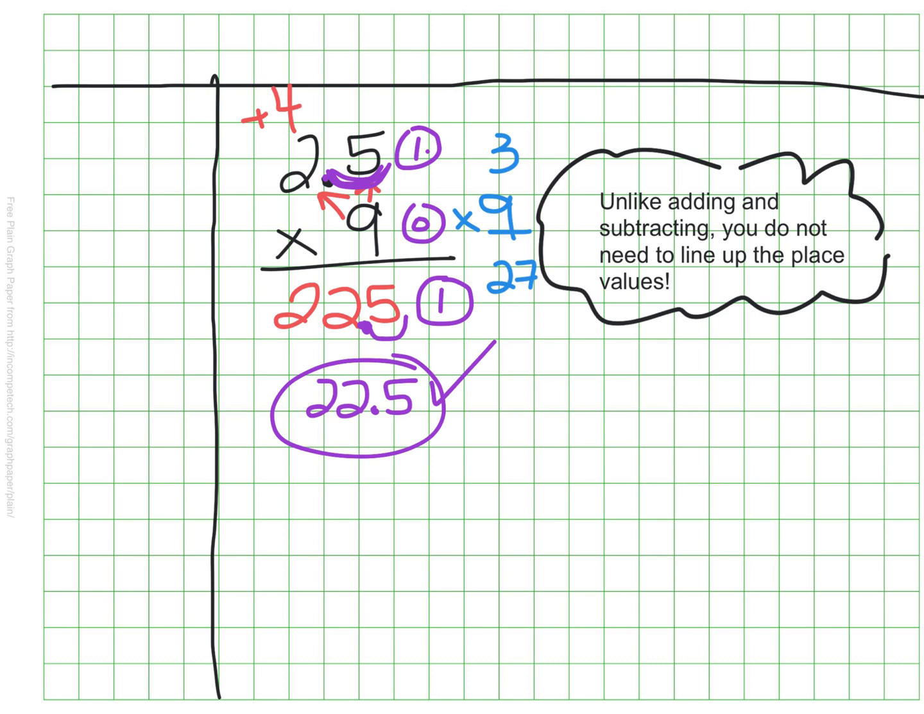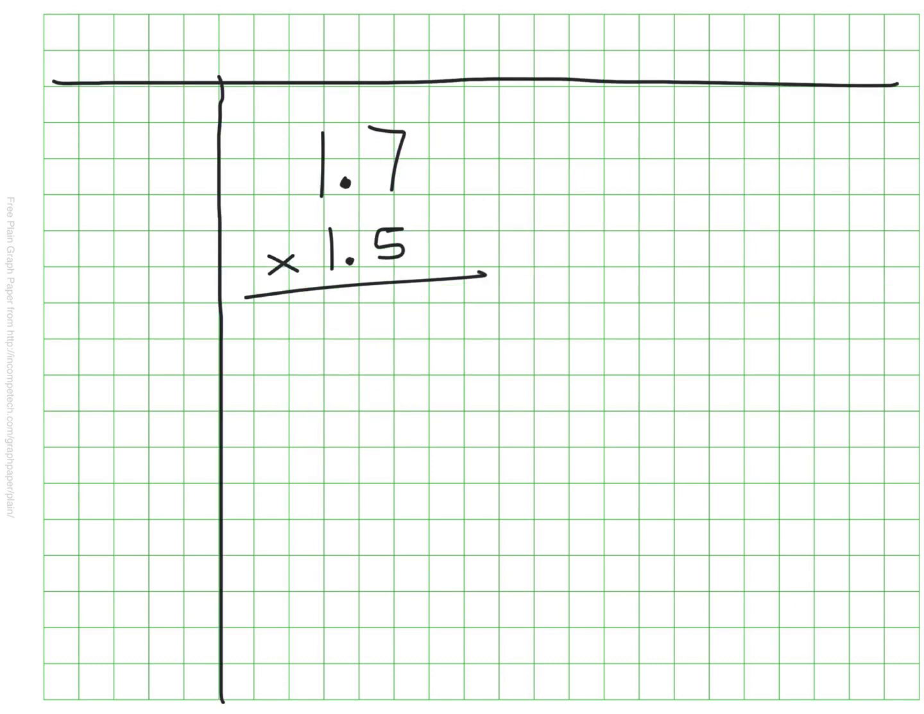Let's try another. Here I have 1 7/10 times 1 1/2, 1 5/10. I have a couple things to think about, of course, one of which is the decimals. But I also have to think about a placeholder because I have 2 digits here, which means I'm going to have to deal with that as I'm using my algorithm. So let me go ahead and work through this.